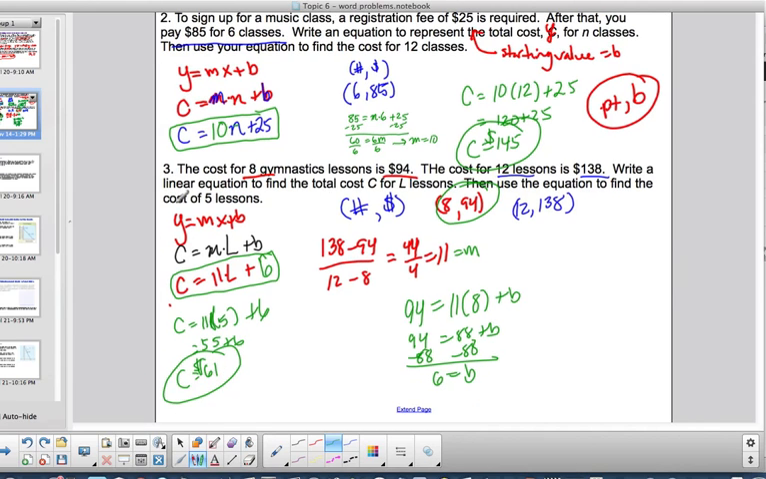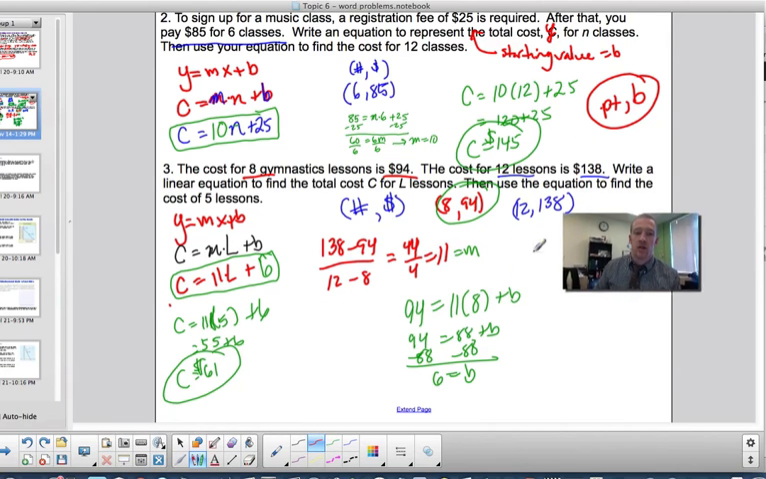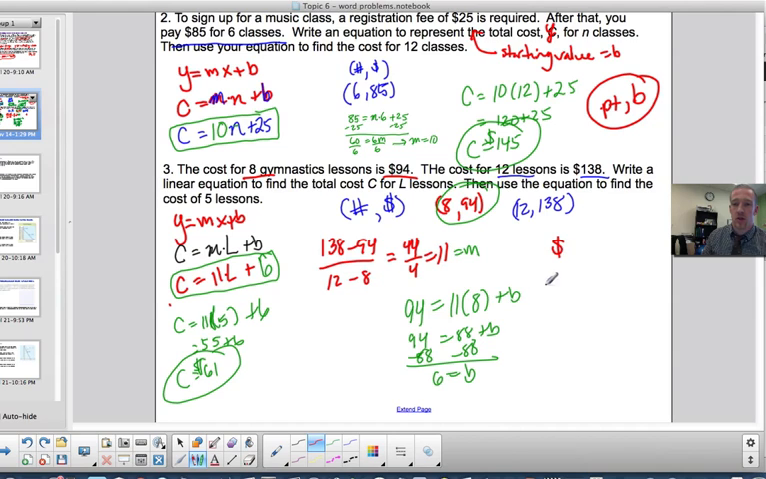Now this next part is not necessary to do the problems. This is just another helpful way to check and see if you've done them correctly. Also, it's a good idea to make sure that it makes sense. So our cost is dollars, right? We have cost equals 11L plus b. Our slope is dollars per number of classes. The thing we're plugging in, number of lessons or number of classes, that's a number. And then the initial value is a dollar amount.